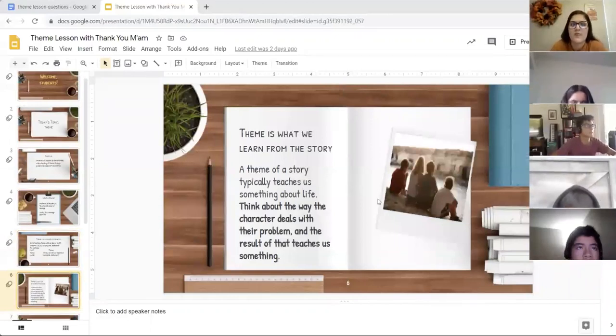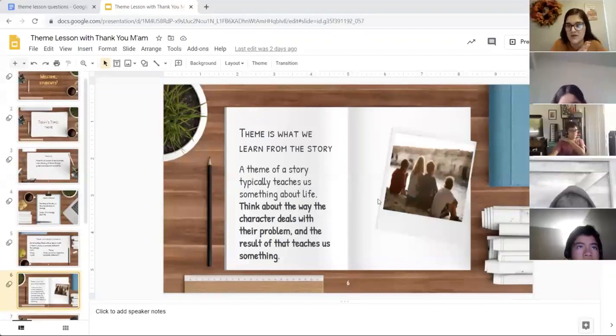Theme, just to reiterate, is what we learn from the story. So a theme of a story typically teaches us something about life. And here's a big hint for your writing. The way that a character deals with their problem in the story and the result of that is a huge hint towards the theme of the story.